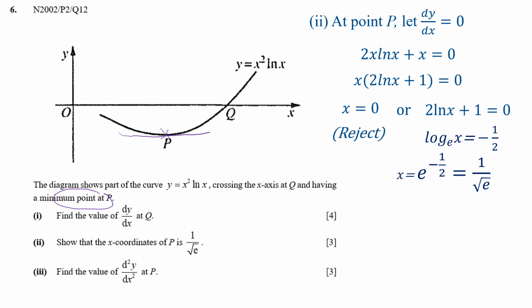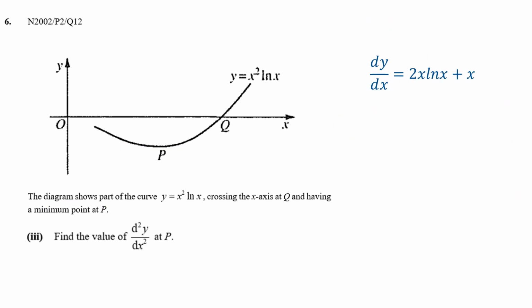All right, and then from here you can just have 2 ln x equals negative 1. So ln x is equal to negative half, and ln is just log base e. So log base e of x equals negative half, x is equal to e to the power negative half, which is just 1 over e to the power of half, which is just 1 over square root e, which is what I have here, which is what you're supposed to show.